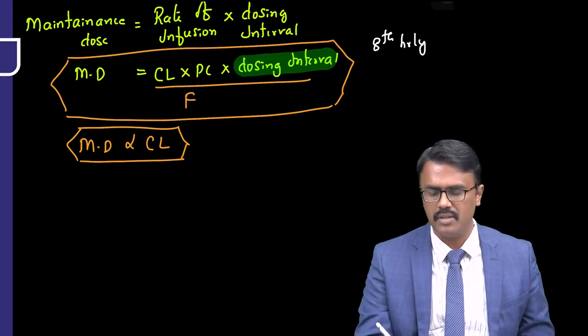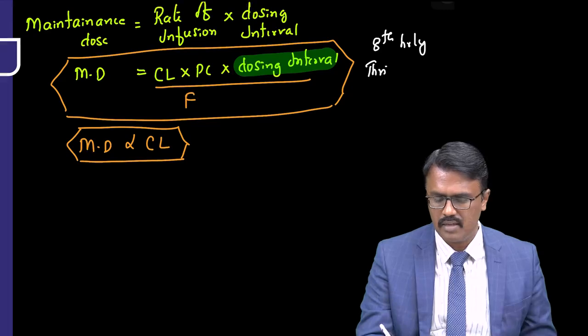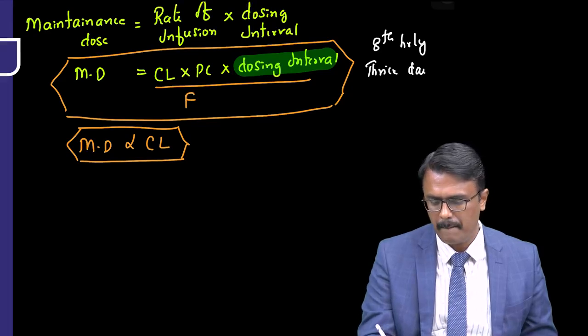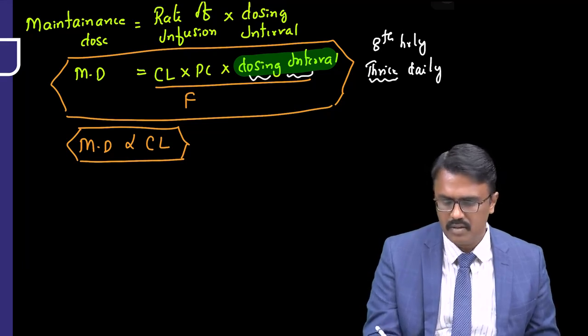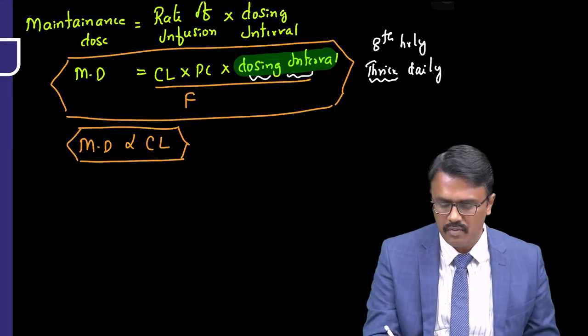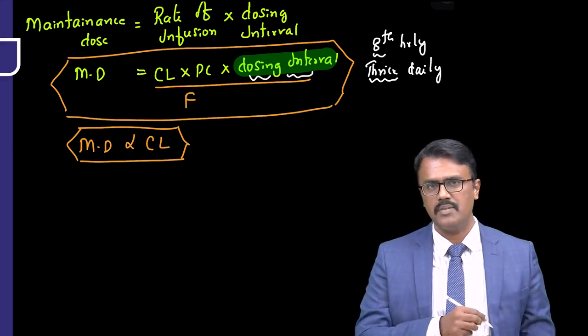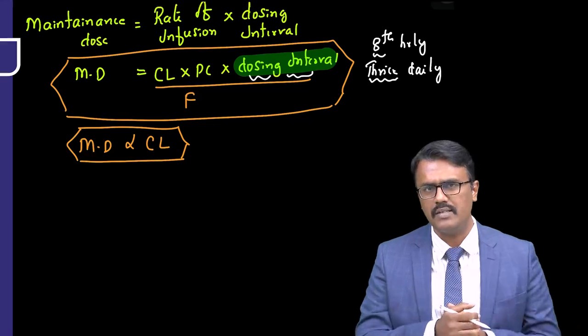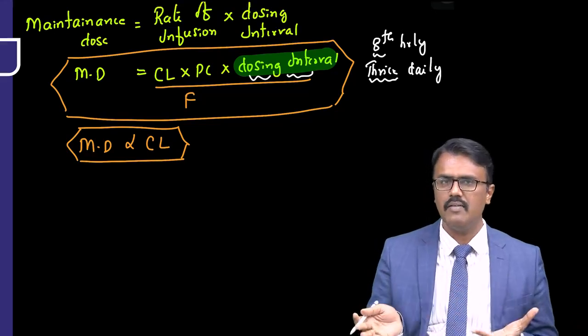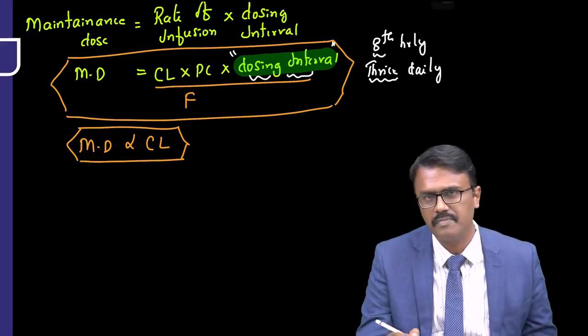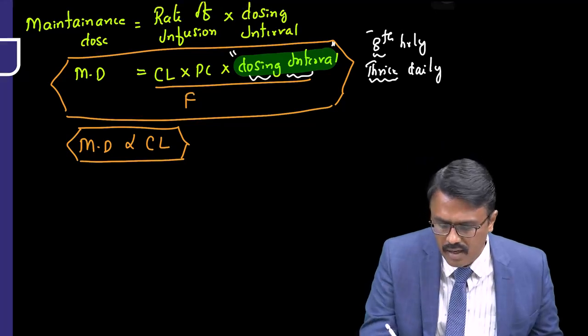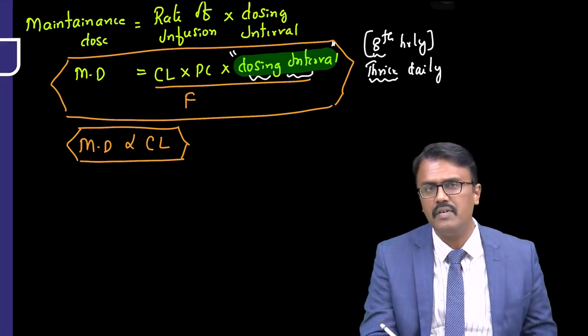Or they may give in the option, give the drug thrice daily. Now in dosing interval, will you put the thrice daily, that is 3, or will you put 8th hourly as the option? What will you use in your exam? Suppose the drug is given thrice daily, and what is the dosing interval? What value will you put? Will you put 3 or 8? You have to put the 8 value, because how many hourly we are giving, that is the one which we have to substitute there.